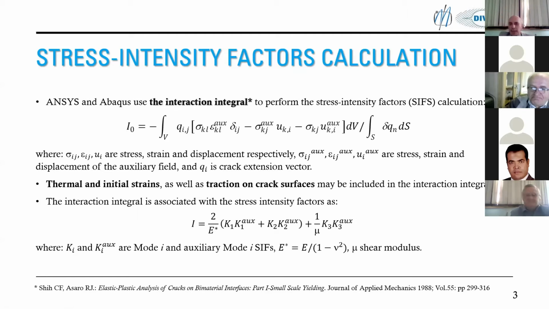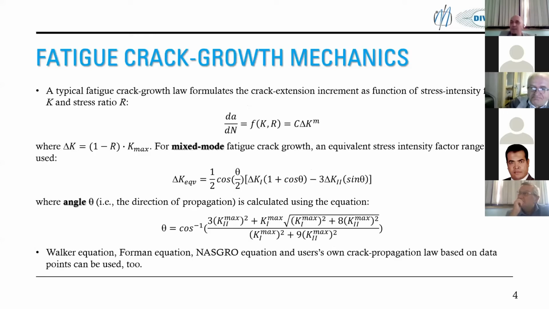And in the recent versions of ABAQUS and ANSYS Workbench, we can also use thermal and initial strains, as well as traction on crack surfaces in order to simulate the load that causes the crack growth in the structure. After evaluating stress intensity factors, we can estimate the number of cycles that will grow a crack to a certain length using laws like the Forman equation, Walker equation, or NASGRO equation as well. But typically we use Paris law, which is, let's say, 50 or more years old, but still very useful for these estimations.